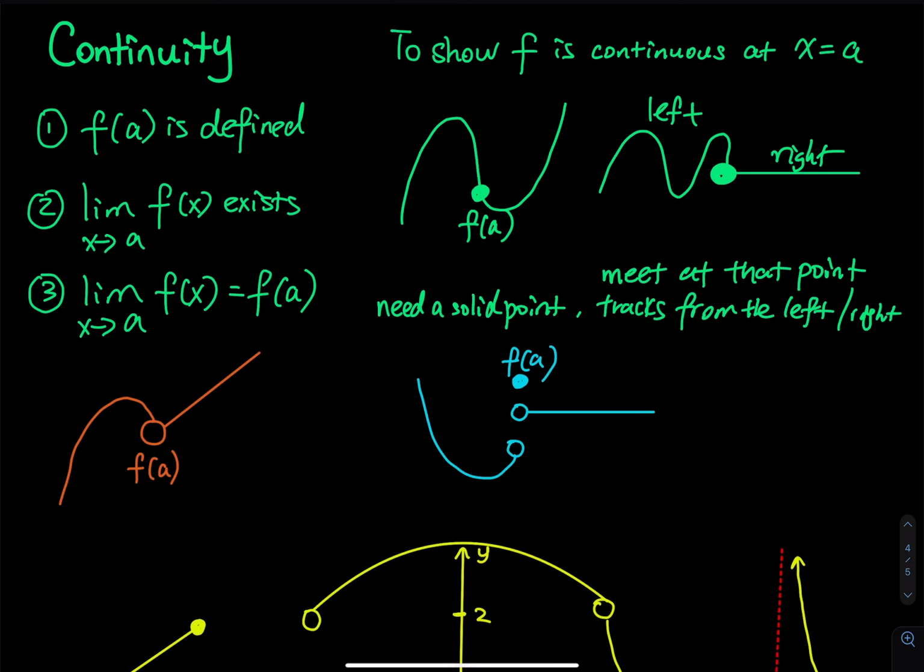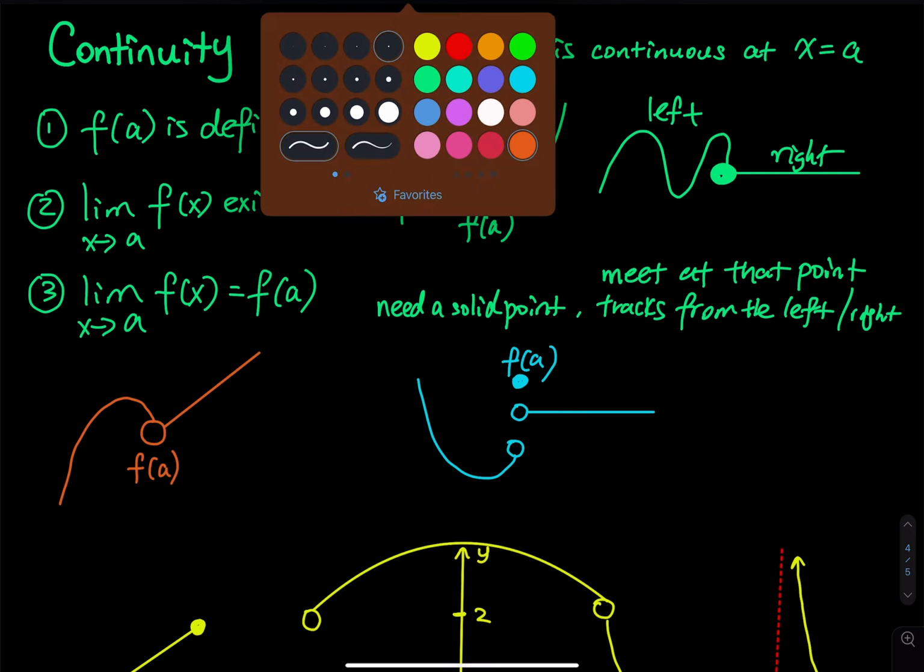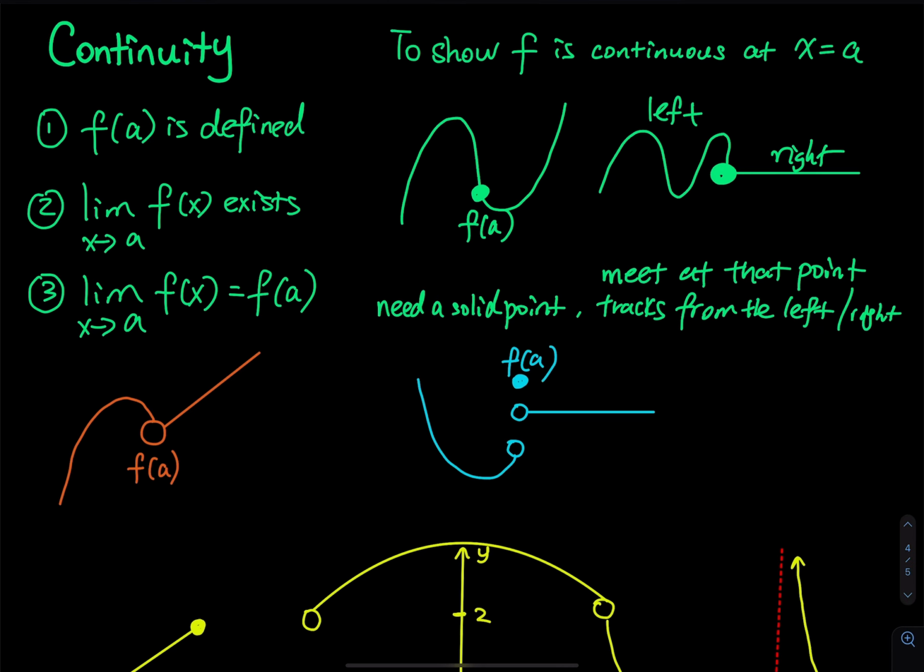Okay, so let's take a look at another example. So we have an orange graph. My question is, is the function continuous at a? Is this a yes or a no? The answer is no, right? So the function is not continuous at x equals a. Why? Because f of a is undefined.